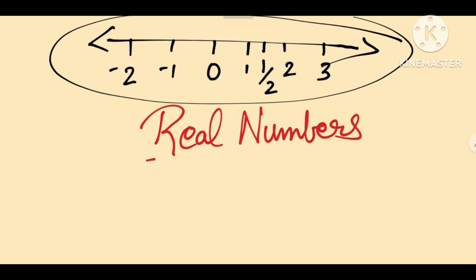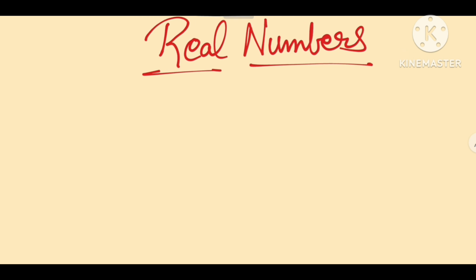So what exactly are real numbers? In simple words, real numbers include all the numbers that can be found on the number line. Yes, every point on this line represents a real number. Let's break this down step by step.